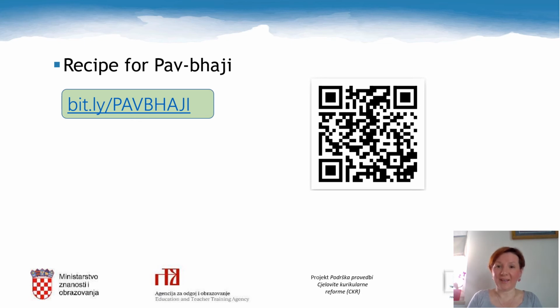So if you like exotic or different food, why not try to prepare pav bhaji, the Indian street dish? If you follow the link on the slide or scan the code, it will take you to a video with a recipe for pav bhaji. And if you like it, under the video there is a link that you can click and it will take you to a written version of the recipe with all the ingredients listed there.